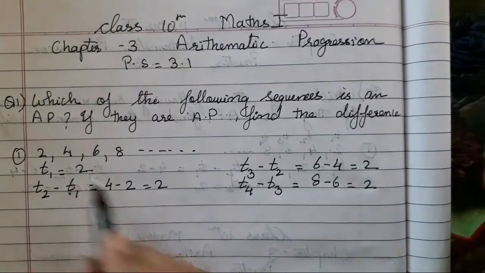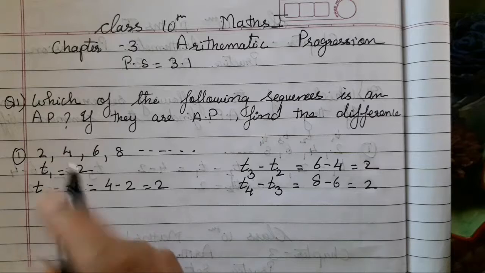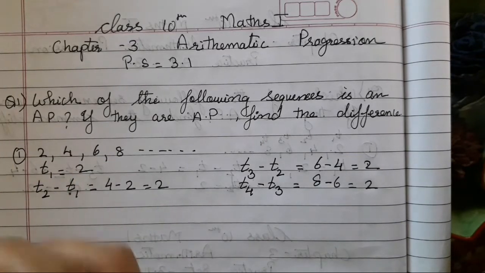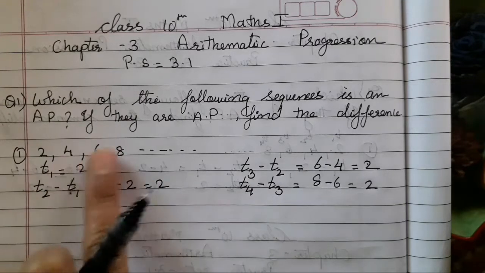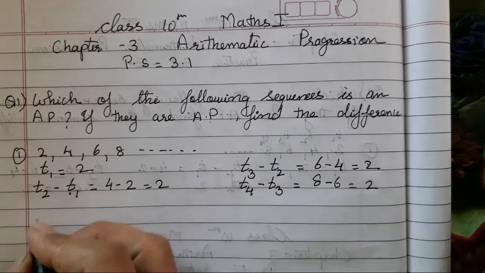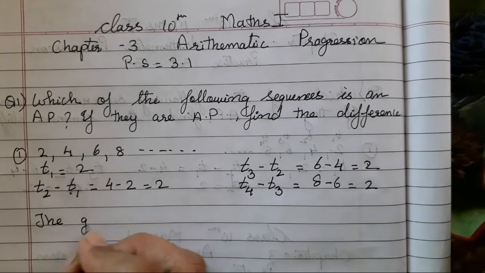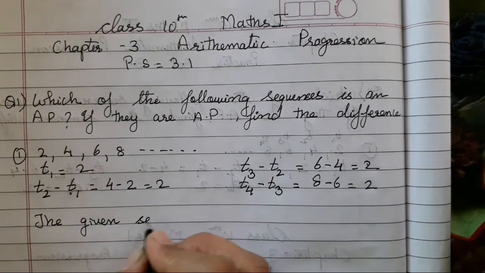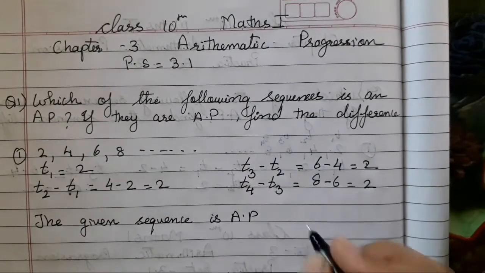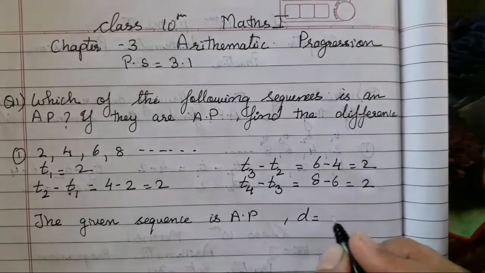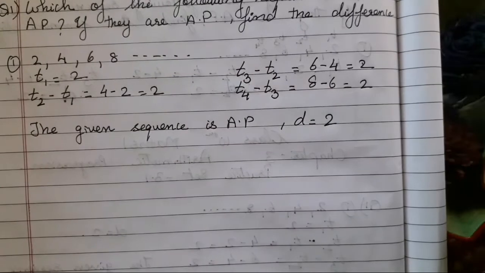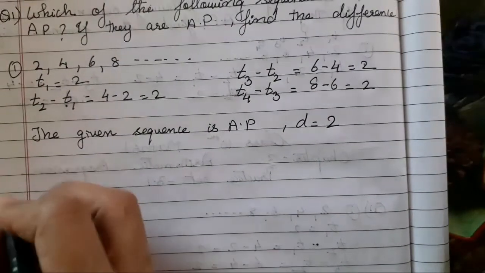So you will see we have got the same difference between all the terms of the sequence that they have given. Therefore, if the difference between any two consecutive terms is constant, then it is said to be an arithmetic progression. So you have to write: the given sequence is AP and D, the difference, is 2. Okay, so you get the constant difference if they are in AP.